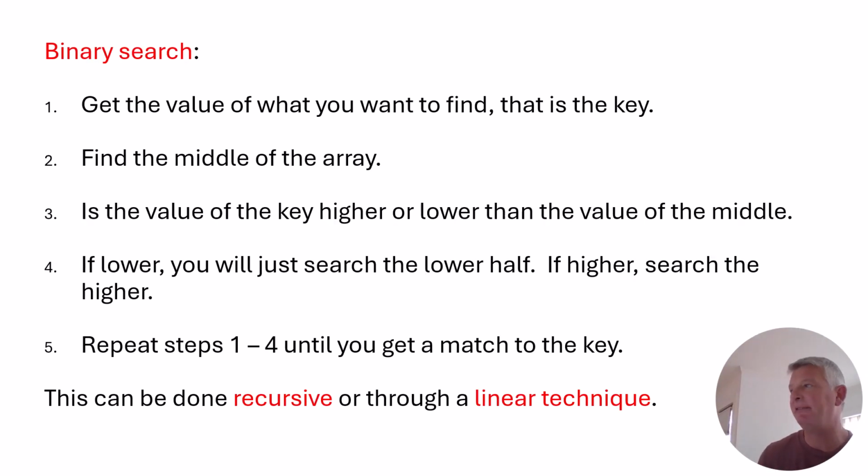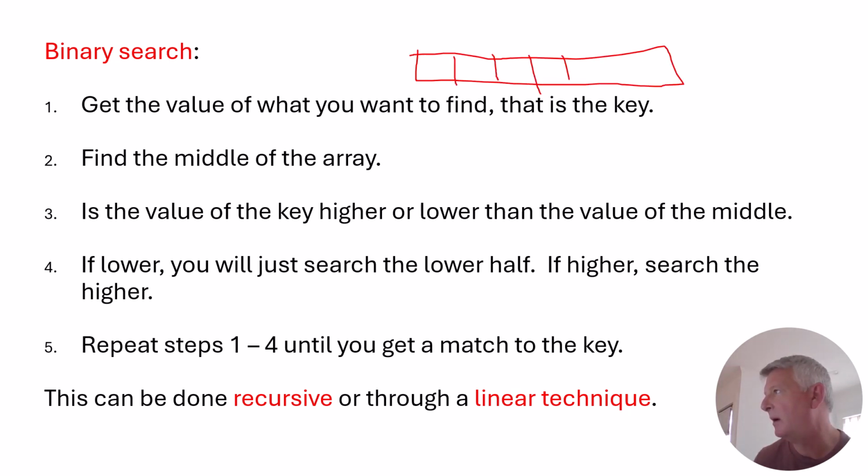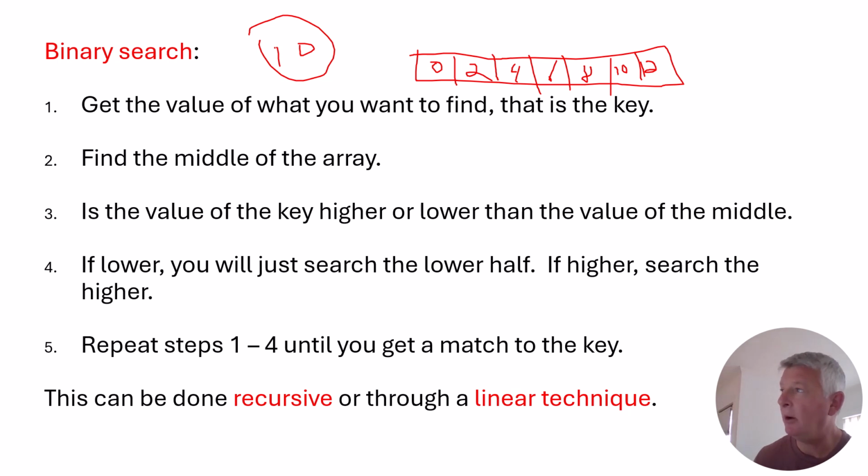So for a binary search, you get the value of what you want to find. If I have an array, good thing I don't teach art, 0, 2, 4, 6. Now, you notice my array is sorted. Binary search won't work if it's not sorted. But let's say I'm looking for 10. A linear search is going to have to start at 0 and work its way all the way across until it finds it at this index: 0, 1, 2, 3, 4, 5, 6. So it's going to have to start at 0.